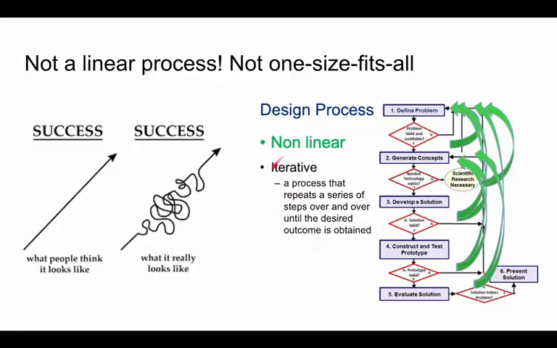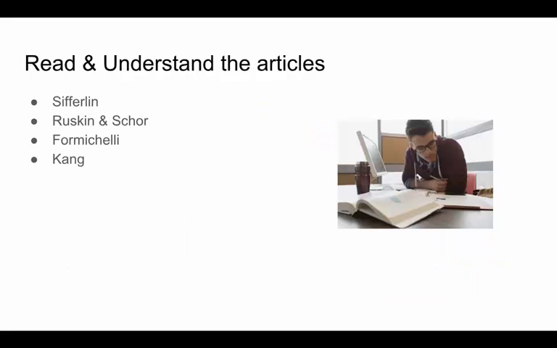It's good to think about this as an iterative process, a process that repeats a series of steps over and over until the desired outcome is obtained. So both of these images, neither of them are writing specific, but I think that they demonstrate this idea that you might have to skip around and jump around and not just follow this linear path to perfect writing.